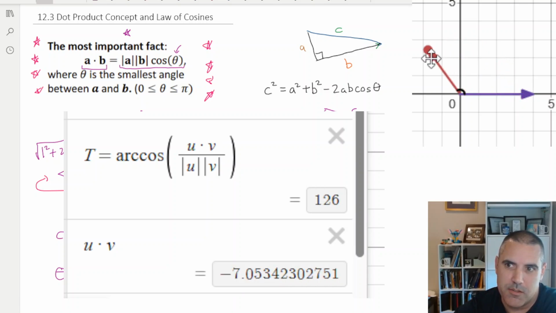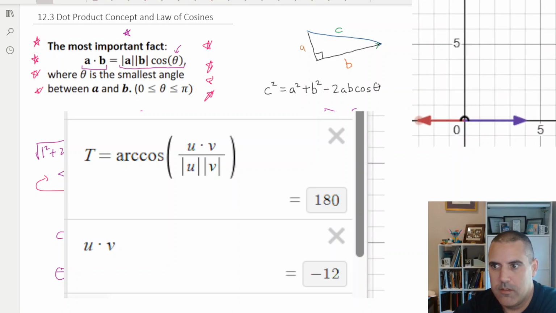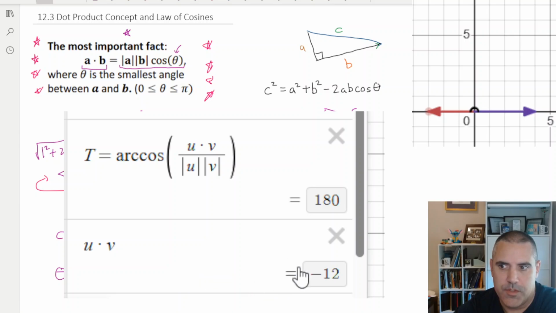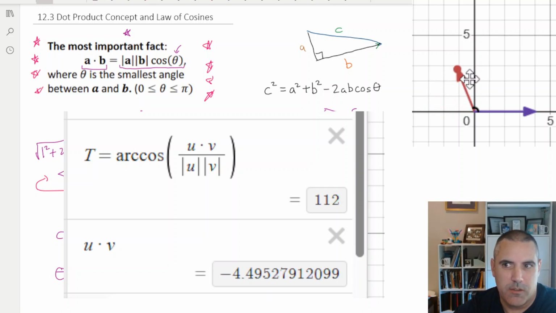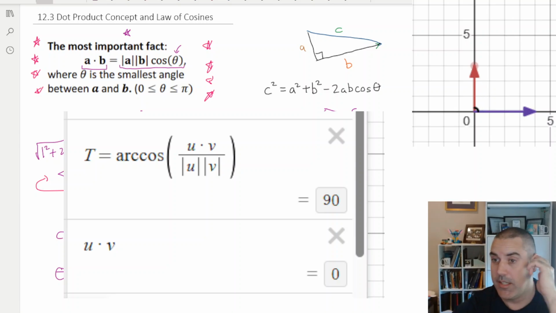Now you could ask, what about the other side? What if they point the opposite way? Instead of getting 12, you get negative 12. You can see that. That's when the angle is 180. You also might notice it's negative when it's an obtuse angle, and it's positive when it's an acute angle. Now the thing we usually use this the most for is when it's a 90-degree angle and it's 0. So if you want to think of perpendicular as they're not in the same direction at all, then the dot product is 0.